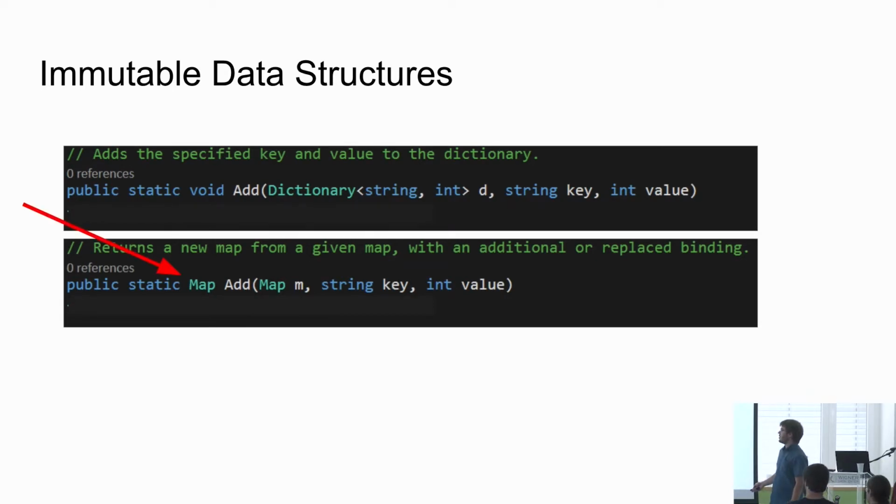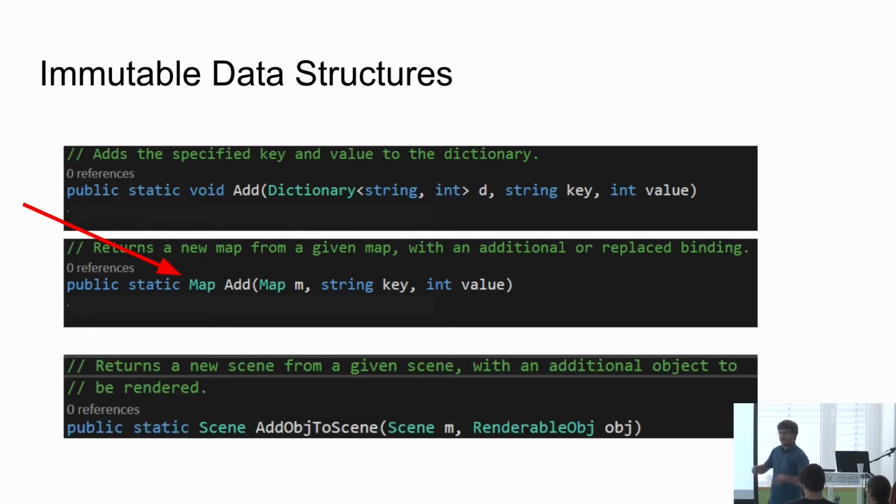How does this look for rendering? Here we need to create a new map. If we adapt this purely functional scheme to rendering, we have a function which adds an object to a scene and creates a new scene.